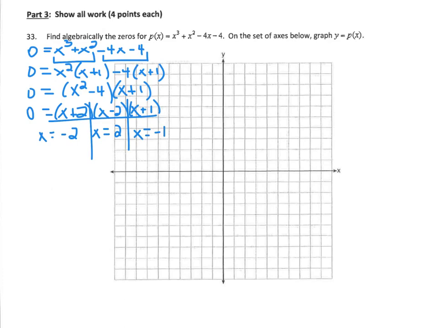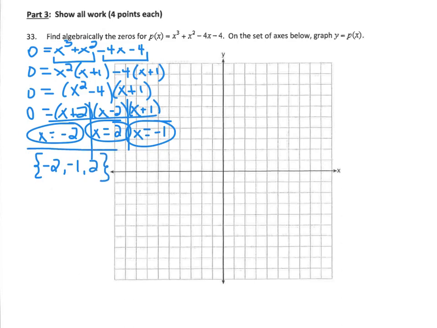Okay, so these right here are our zeros. If you prefer to write it like this, usually you write them in ascending order. You can write it like this as well, but it totally doesn't matter. Either way is fine. Okay, so now what they want us to do is, it says on the set of axes below, graph y equals p of x. Okay, so I'm going to first plot the zeros that we know. So we have a 0 at negative 2, at negative 1, and at positive 2.